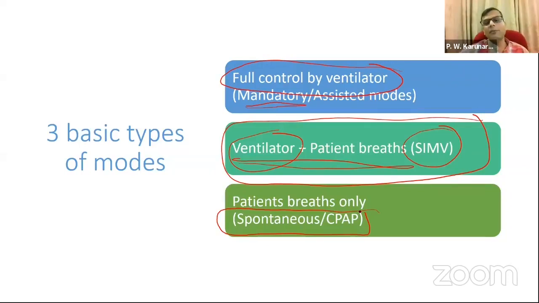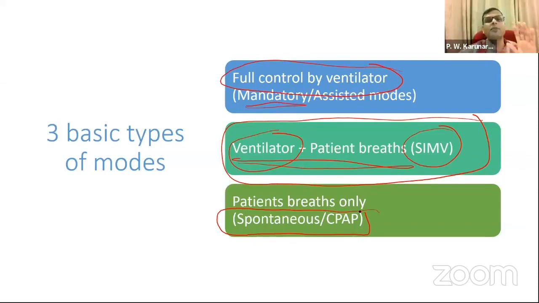Because I have limited time, I'm going to tell you how to set up the ventilator and how to save a patient from the initial acute period. That is my main aim. There are three main basic types of modes. I'm not going to talk about the full control ventilator because it can be done with the SIMV mode also. If the patient is not breathing, the ventilator will look after that. So we're going to focus on SIMV.